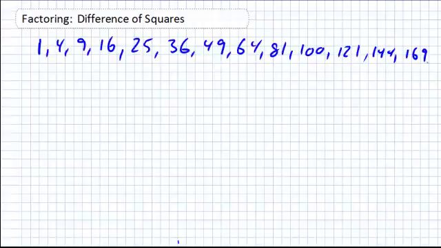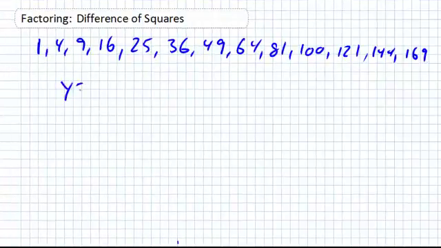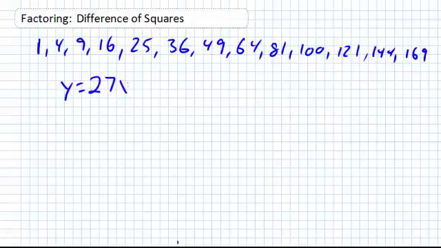Alright, so we're looking at quadratics that are two different perfect squares. So we might have something as simple as, let's say, y equals 27x squared minus 75. You can say to yourself right away that 27 is not a perfect square, neither is 75.